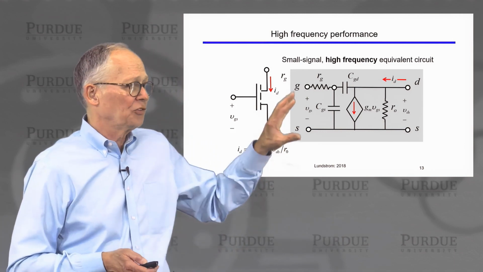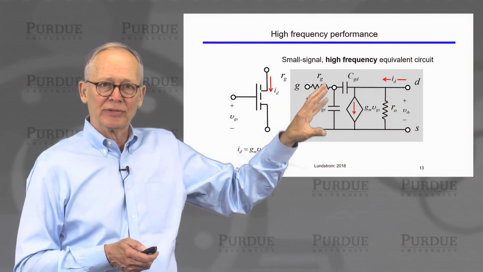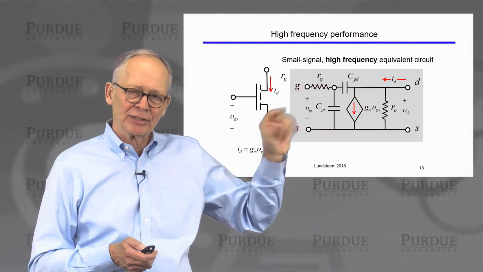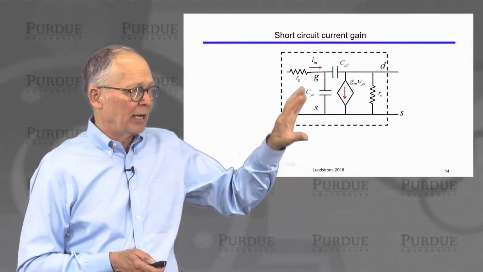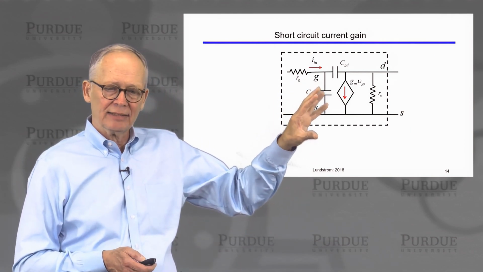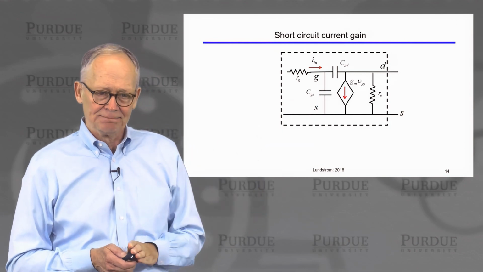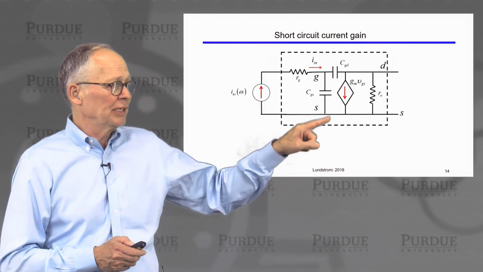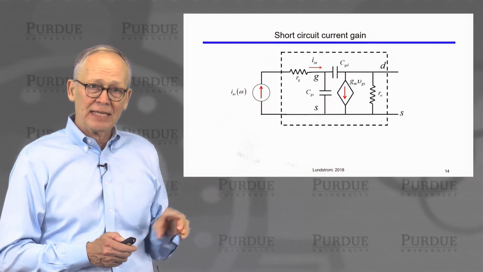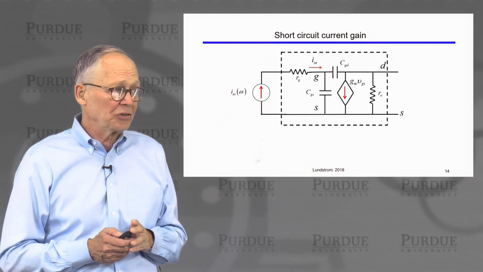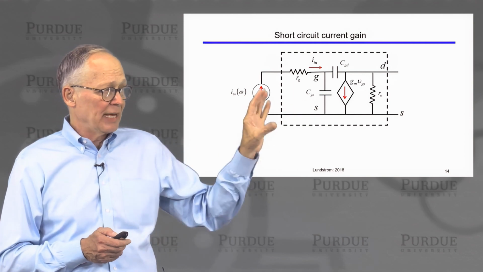So this is our small signal AC equivalent circuit. And if we analyze this circuit, we can understand how fast the device can operate. So a common measurement that is easily done is to measure the short circuit current gain. So what we would do is connect to our transistor a current source and vary the frequency of that current source. We do that at the input.